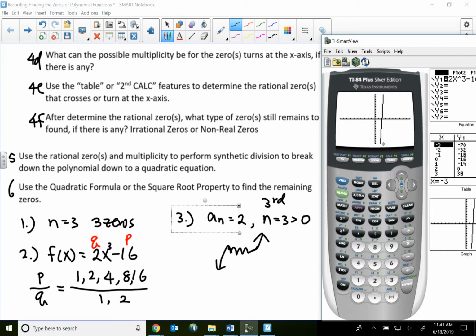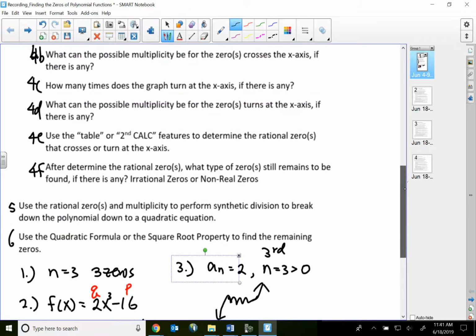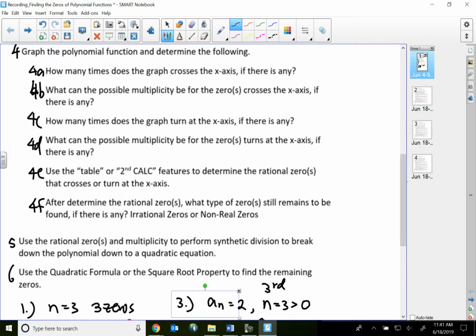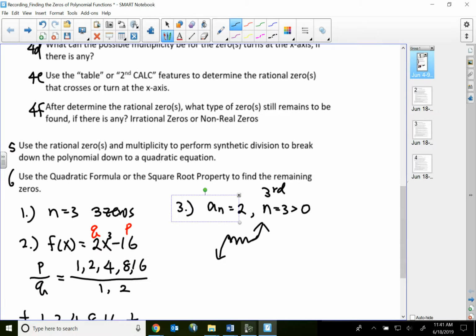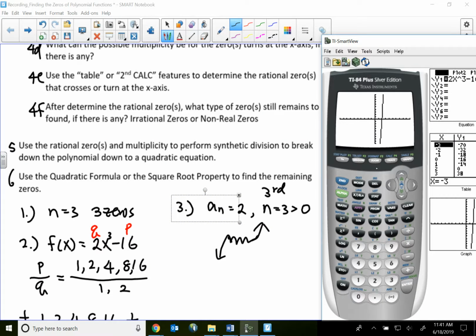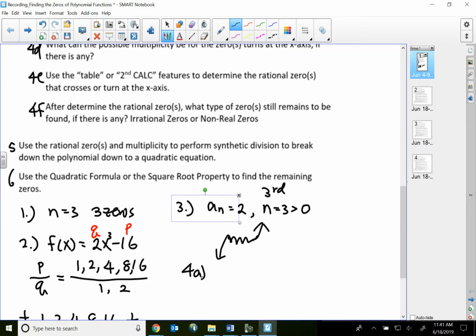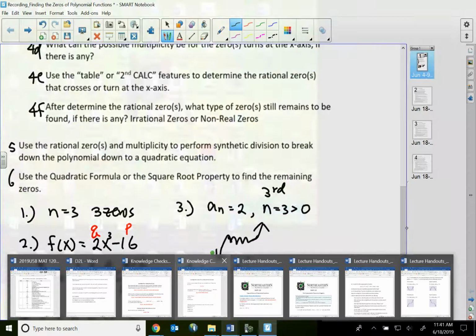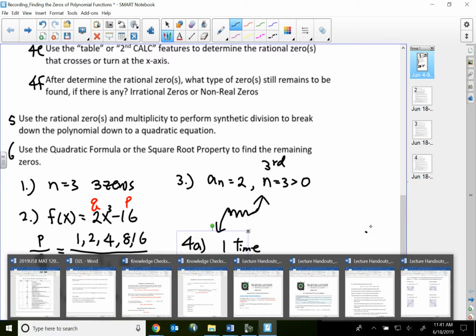So my graph is probably what? Once it goes up, it keeps on going up. There's probably going to be at least one turning point, and then it keeps on going downward. So it's looking something like this. I know that for sure. So first part, how many times did you see the graph cross over the x-axis? By the leading term test, I know once it goes up, once it goes down, it's never going to curve back towards the x-axis again. So all I see is one time. Okay, it crosses over one time.